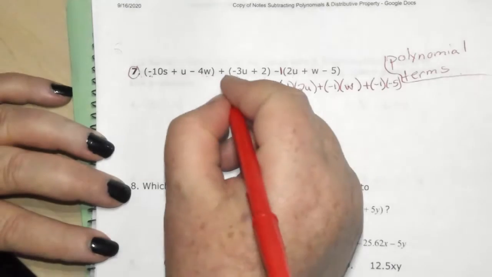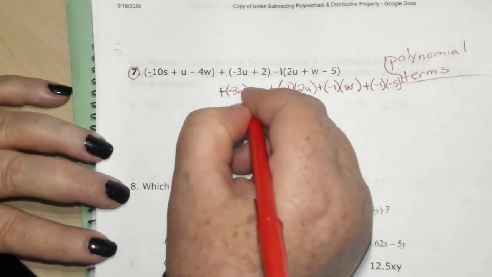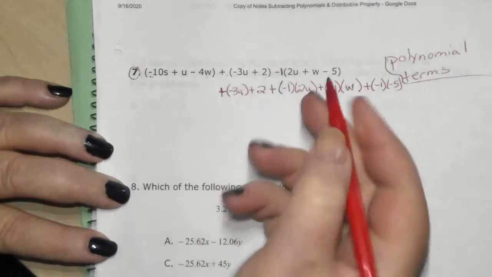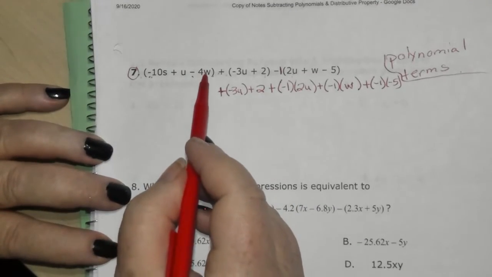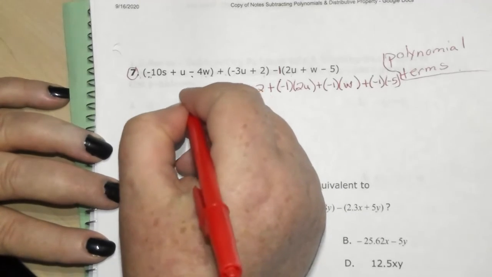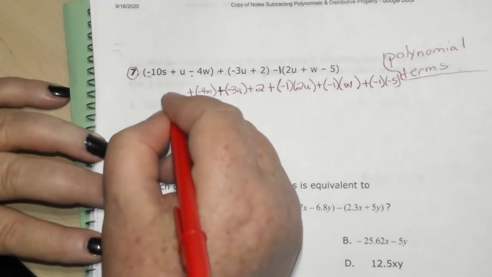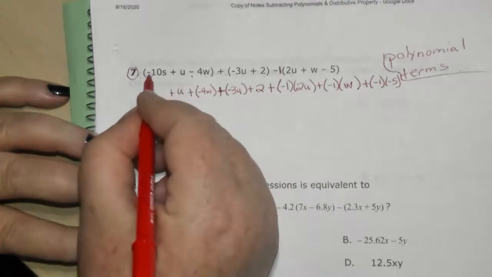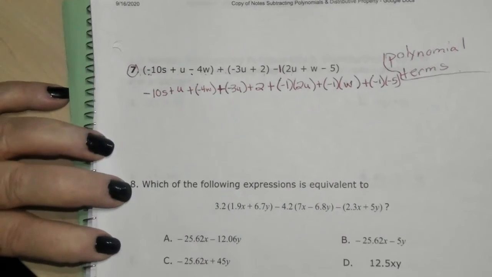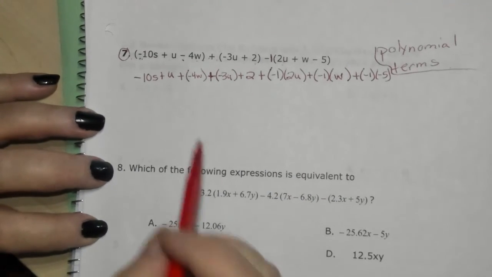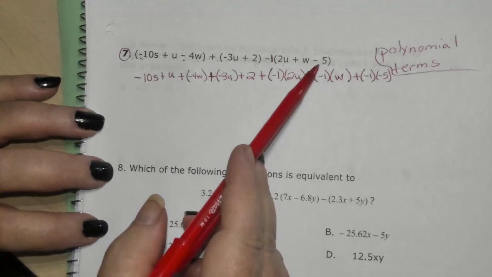Really nothing went on here. I'm just going to bring it down. Nothing went on here. I'm just going to bring everything down. But what I am going to do, that is a negative 4w. So I'm going to write it as plus negative 4w plus u minus 10s, negative 10s. We're now adding everything together, and these pluses and minuses are negative signs. These are negative signs.